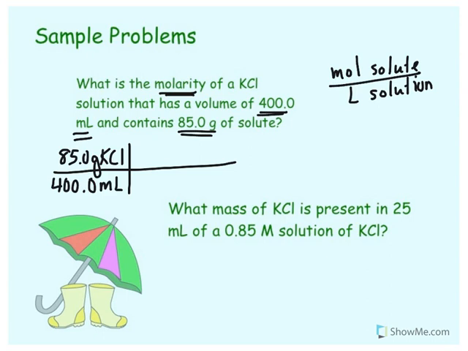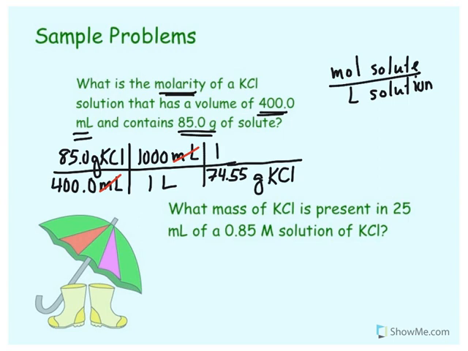Probably the easiest thing to do is to start by changing our volume from milliliters to liters. So let's do that. So we have 1,000 milliliters per 1 liter. That takes care of that business there. And now we're in grams per liter. Well, to get moles, we use our handy-dandy periodic table. The mass of a mole of potassium chloride is 74.55 grams for 1 mole. Alright, so my grams will cancel, and I have moles per liter.